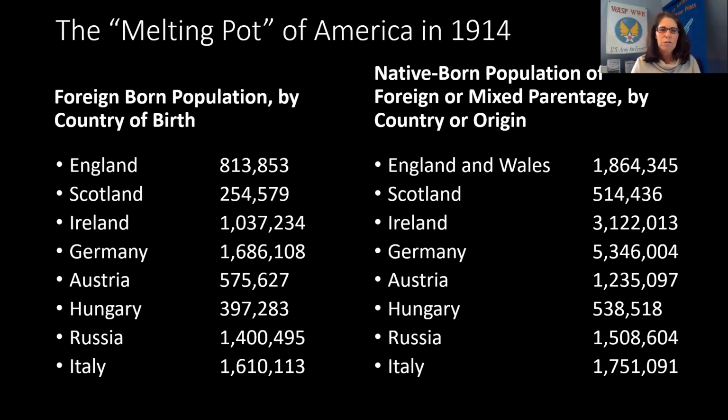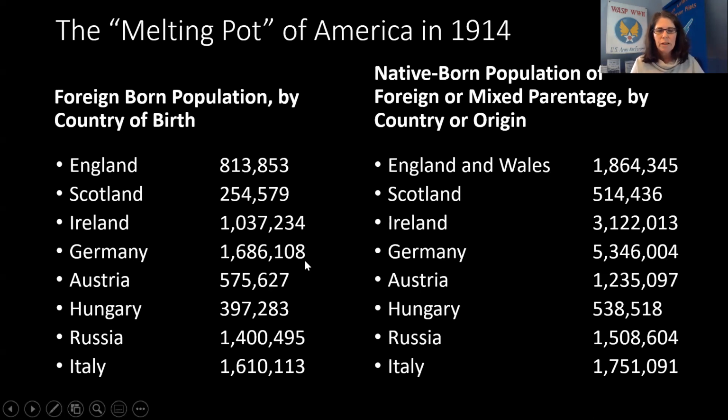And I want you to look at first over here at this foreign-born population by country of birth. Remember, we've talked about the number of immigrants coming into the United States in this time period. Coming up to here, it's going to take a nosedive after this because of different immigration restrictions. But in this time period, you have all these people that are immigrants to the United States, born in these other countries. You've got over 800,000 from England, 250,000 from Scotland, over 1 million from Ireland.